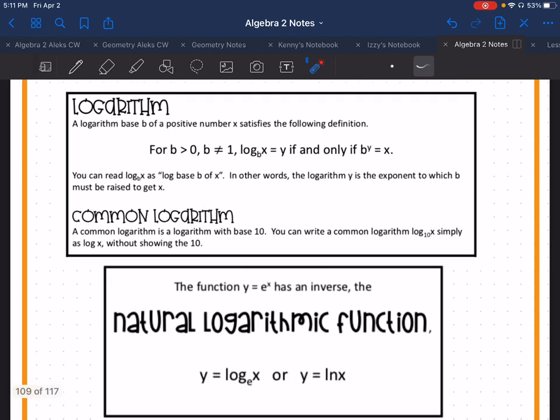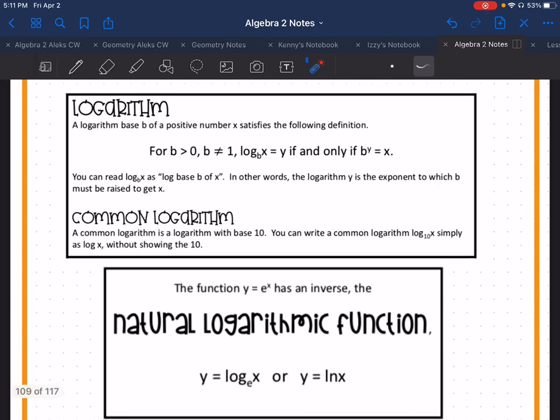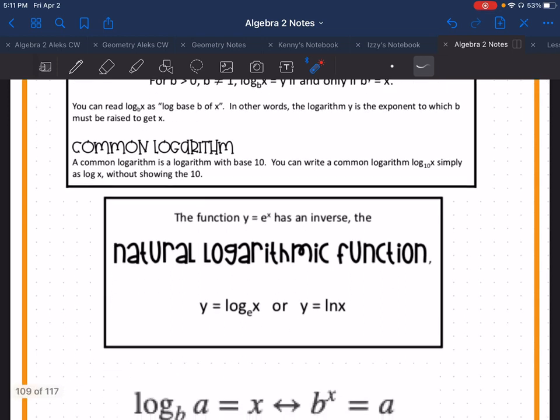The function y equals e to the x power has an inverse, the natural logarithmic function, which you would think would be y equals log e of x, but more normally we see y equals ln of x, the natural log. They put the L first so that we know we're talking about a logarithm.